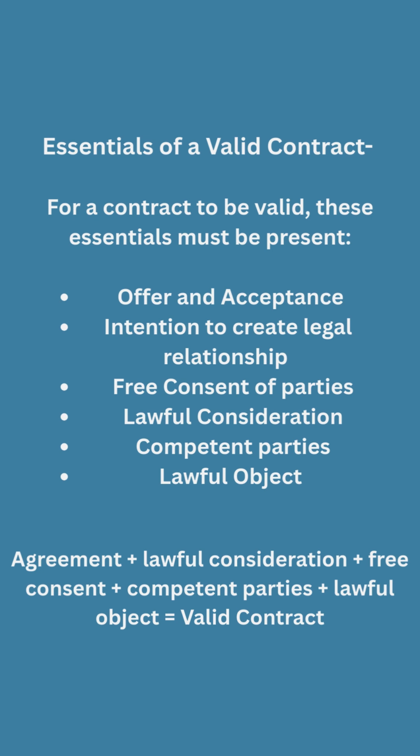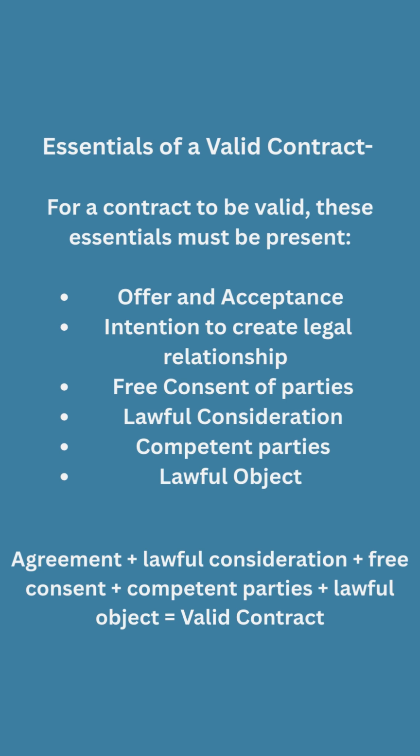Now, our next essential is competent parties. It is one of the most important essentials to form a valid contract. Parties entering into a contract must be competent. It implies that they must be major and of sound mind and not disqualified by law. For an example, a contract entered into by a minor who is below 18 is void ab initio, like void from the beginning itself. Similarly, a person of unsound mind cannot enter into a contract because he or she will not be able to understand the terms and conditions of the contract.